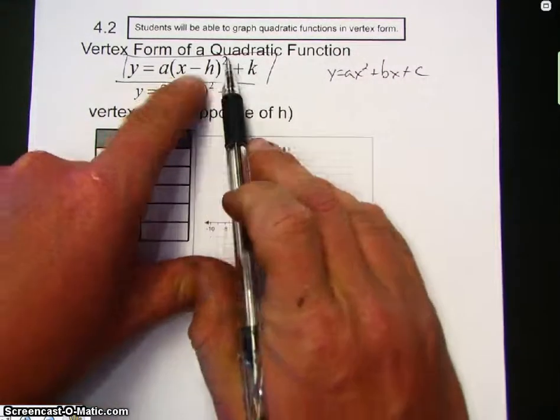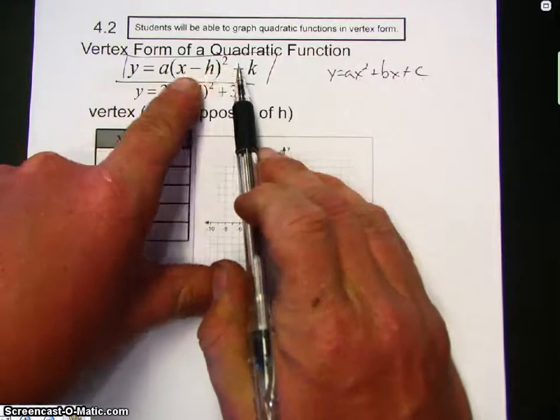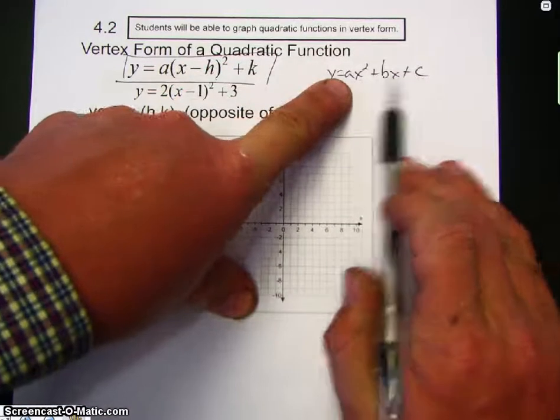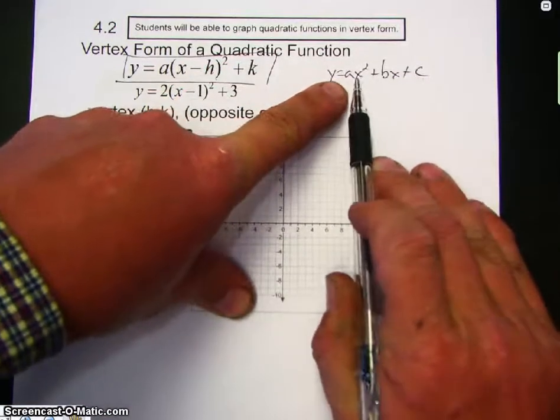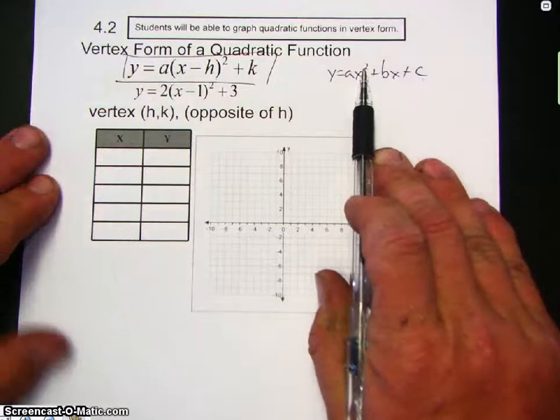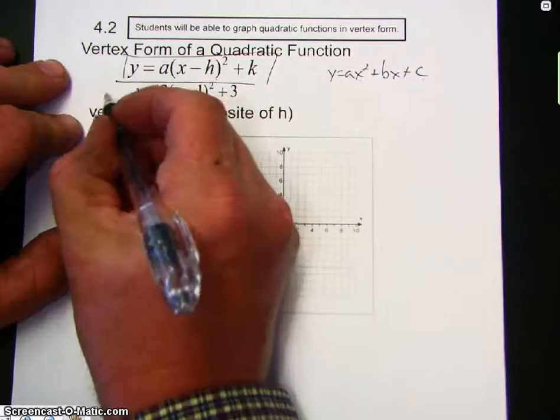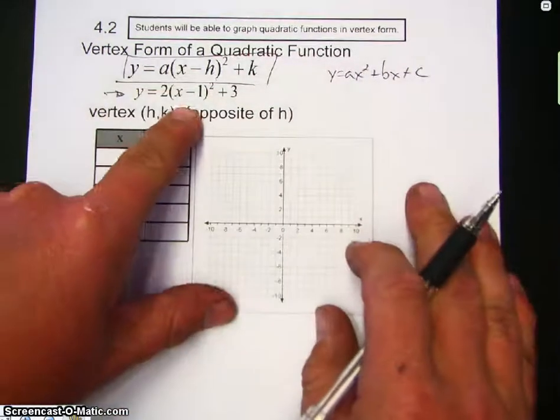You got a set of parentheses being squared. It's very important. Here you don't have a set of parentheses. You just have x squared. Alright, so for example, we're going to graph this one.